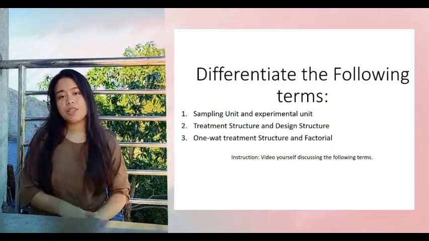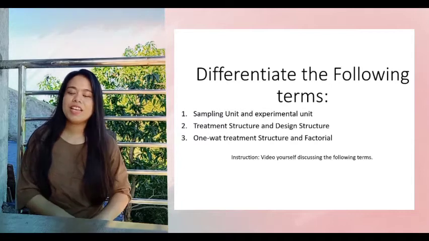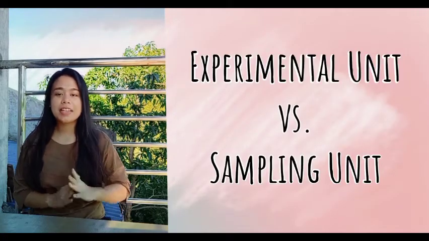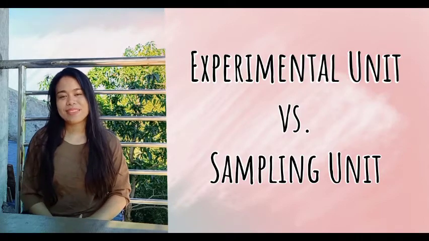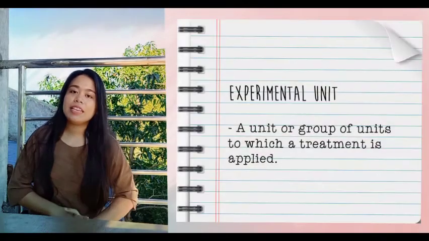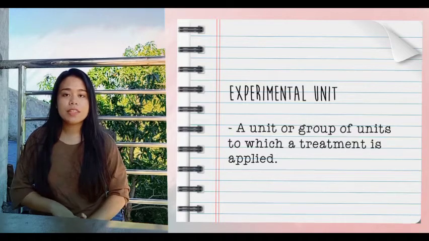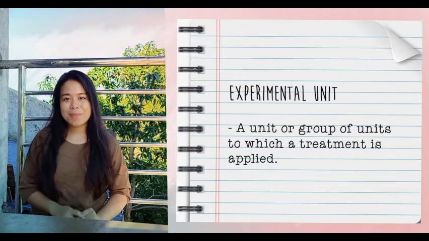Good morning. Today, I will be differentiating the terms listed on the screen. First, we have the experimental unit versus the sampling unit. The experimental unit is a unit or group of units to which a single treatment is applied.